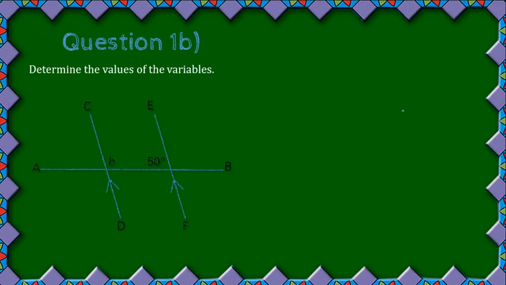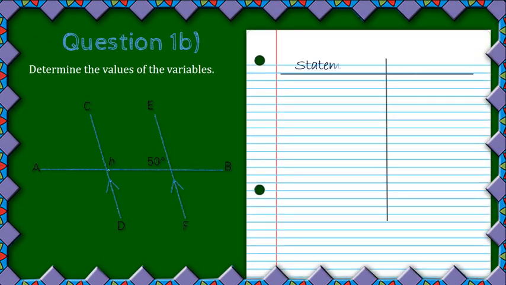Then question 1b. So here we need to solve for B, and these two angles are co-interior angles and they add up to 180 degrees. So I'm going to say that B plus 50 degrees is equal to 180 degrees, and my reason is co-interior angles. And then we state that CD is parallel to EF. Now I can solve for B. So B is equal to 180 degrees minus 50. So B is equal to 130 degrees.